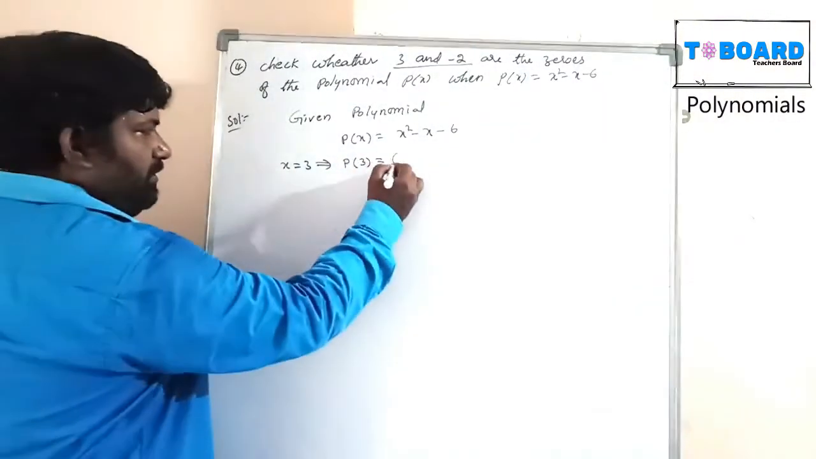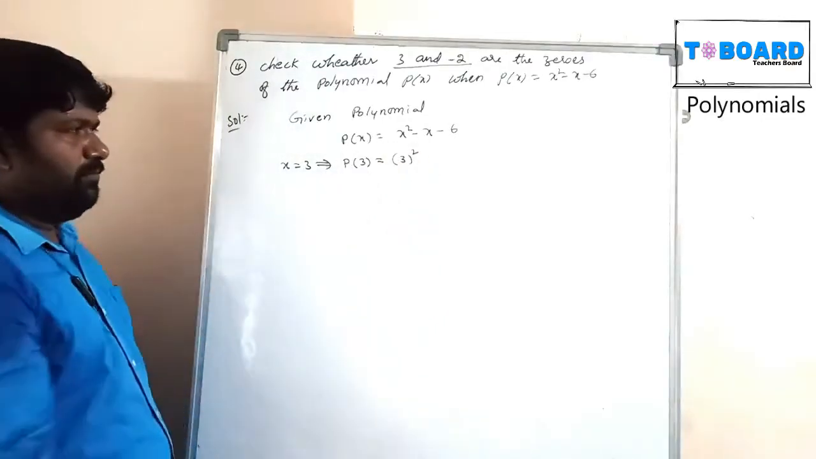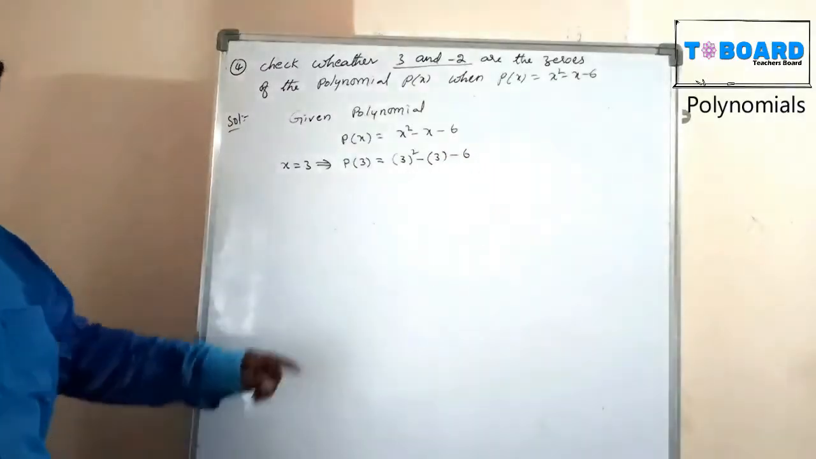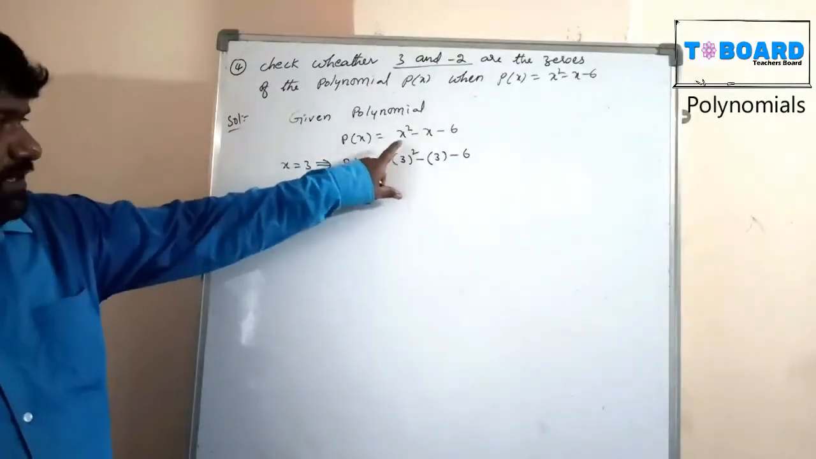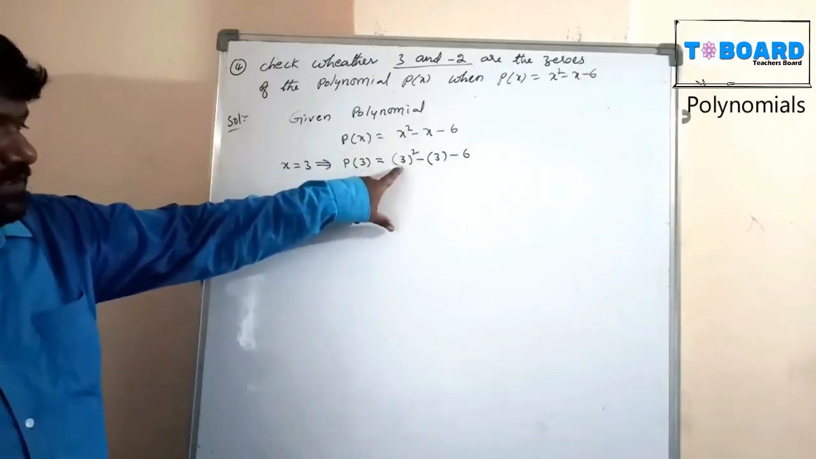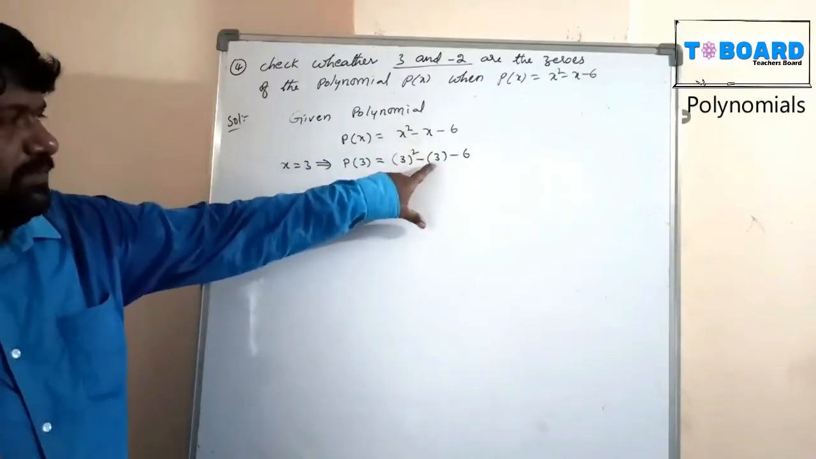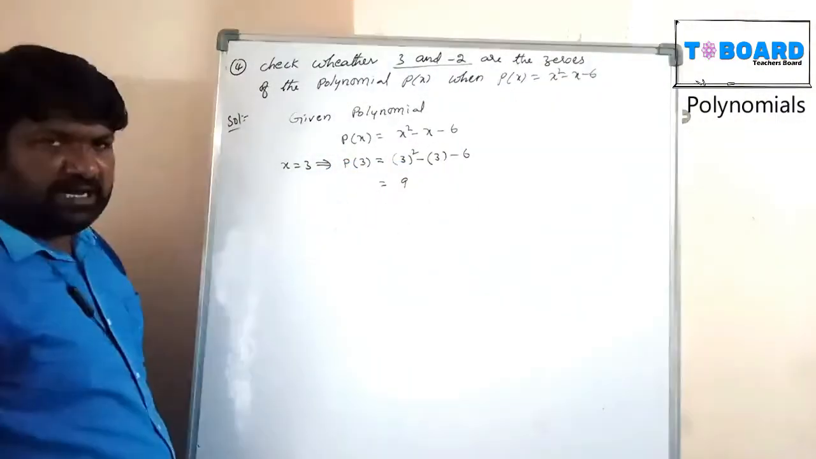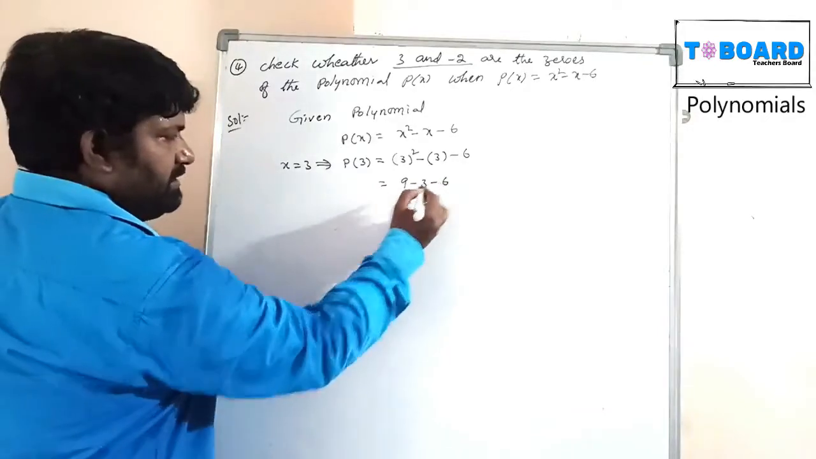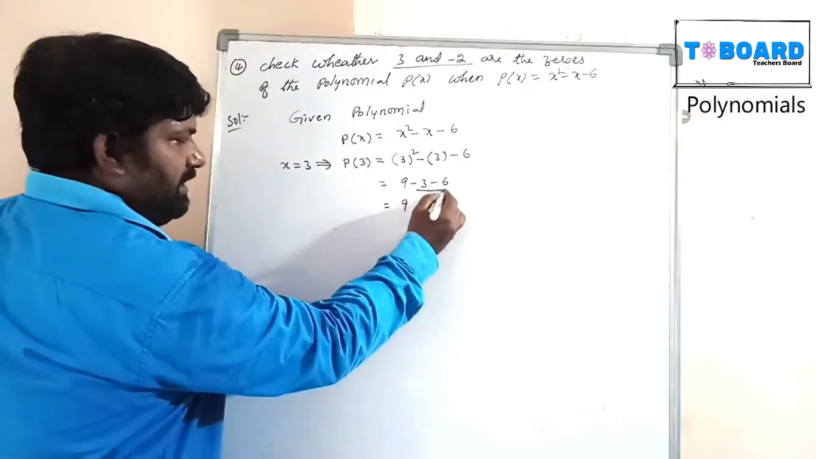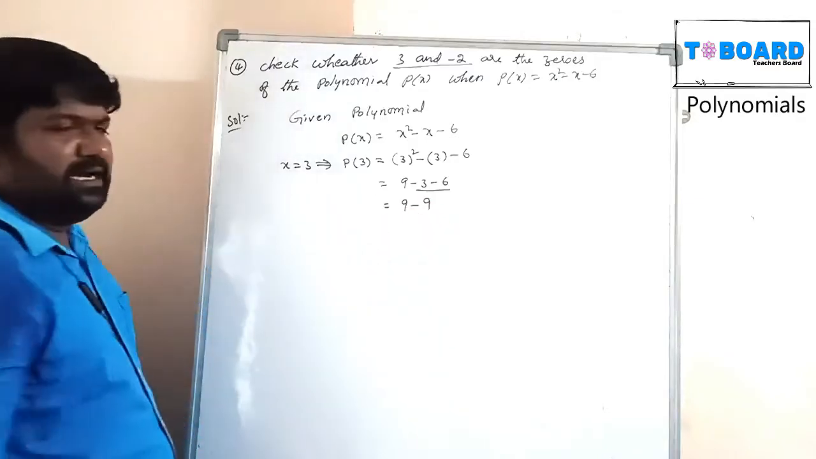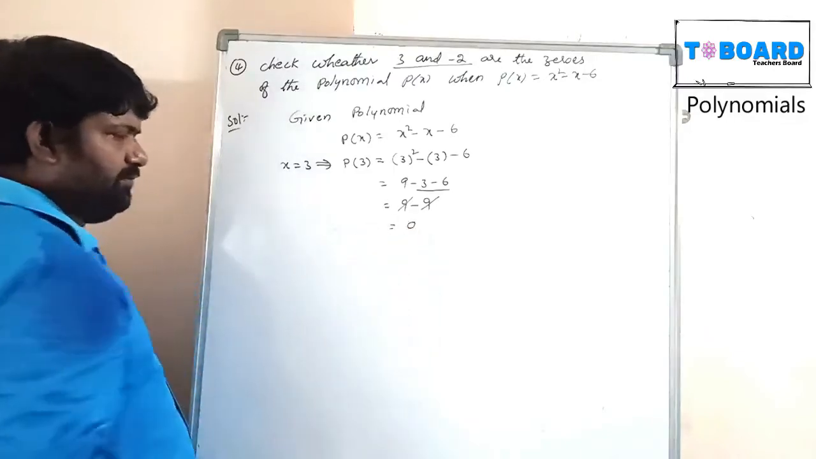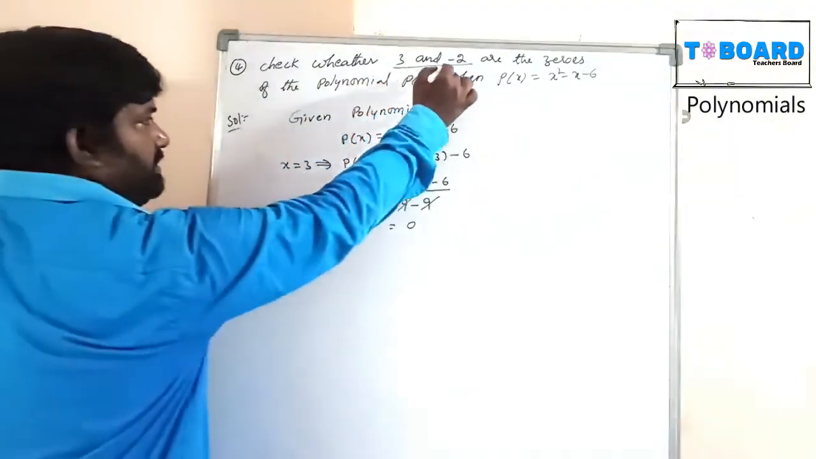3 square minus 3 minus 6. Substitute x equals 3. Here x square means 3 square, minus x means 3, minus 6. 3 square is 3 into 3, 9, minus 3, minus 6. 9 minus 3 minus 6 is minus 9. Plus 9, minus 9, cancel, that is 0. Next 0 is minus 2.